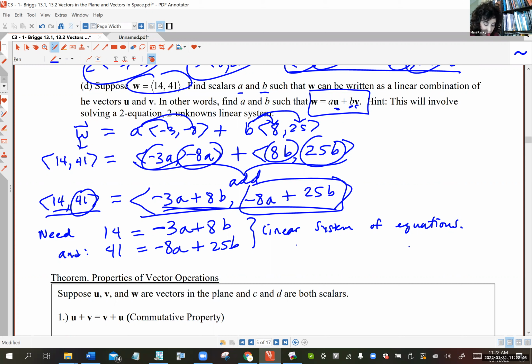I'm not going to do substitution. What I'm going to do is rewrite the two equations where the unknowns are on the left-hand side, just because that's more traditional. And then I'm going to try to add the two equations together.